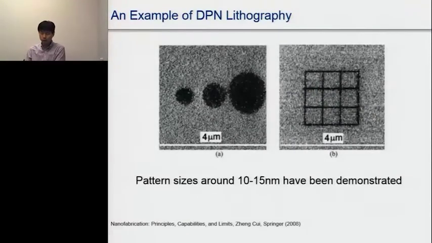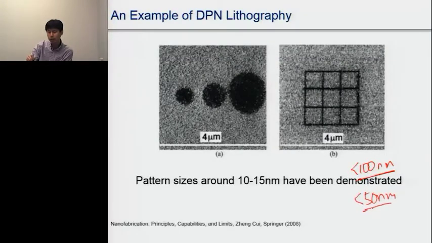So this is another example of the written result. Basically, it is easy to write down patterns with size smaller than 100 nanometers. If people want to go down to 50 nanometers, it needs some careful calibration. So far, about 10 to 15 nanometer feature size of the patterns has been demonstrated using this DPN lithography technology.